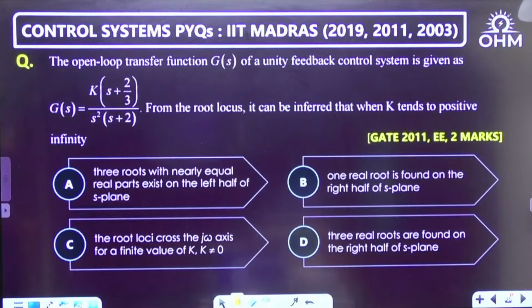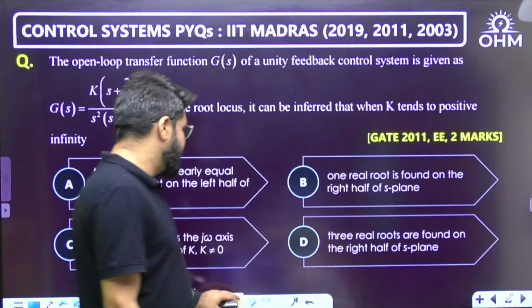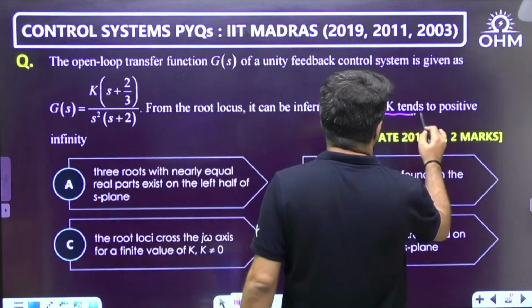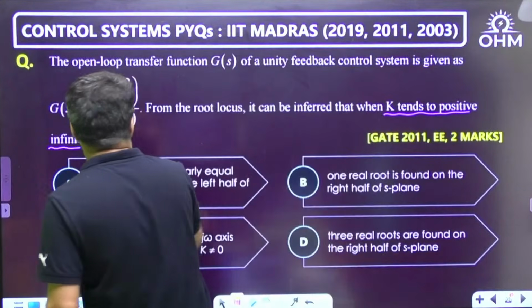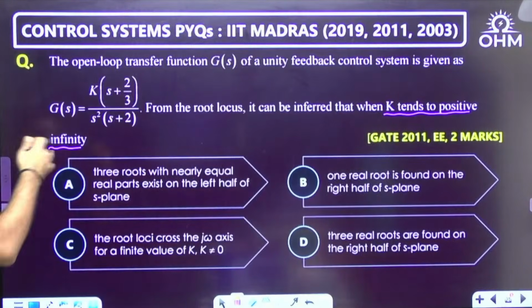So, what does this question say? Let's have a look into this. The open loop transfer function G(s) of a unity feedback control system is given as K(s + 2/3) upon s²(s + 2). From the root locus, it can be inferred that when K tends to positive infinity, what will be true?